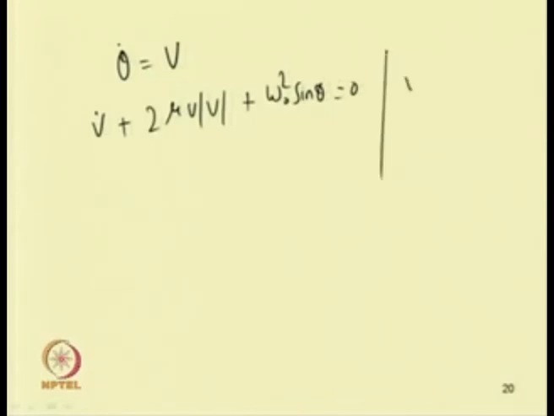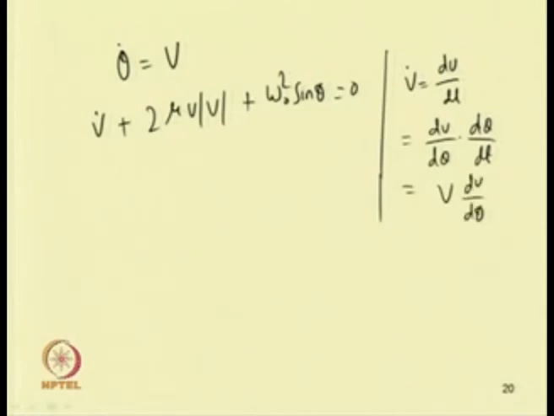So, one can write v dot equal to dv by dt, which can be written as dV by d theta into d theta by dt. Since we have already taken theta dot equal to V, this V dot can be written as V dV by d theta. Then, taking these terms to the right hand side, we can write V dV by d theta equal to minus 2 mu V mod V minus omega 0 square sin theta.